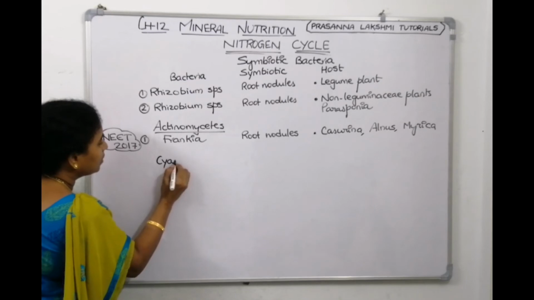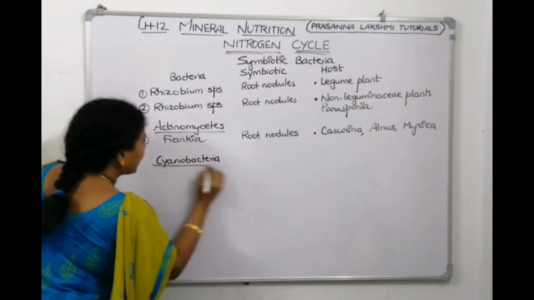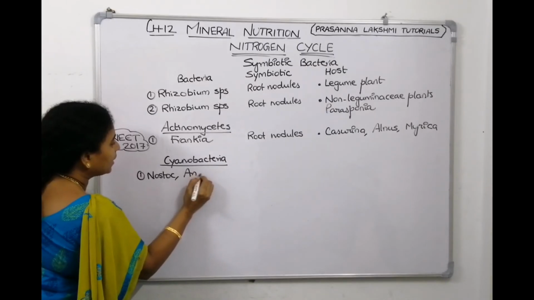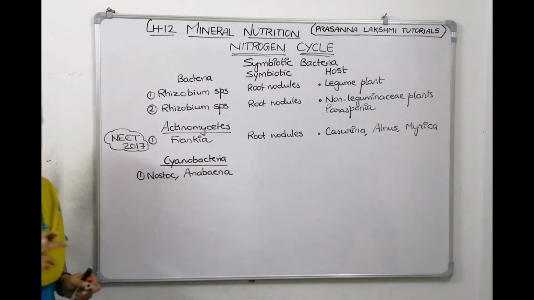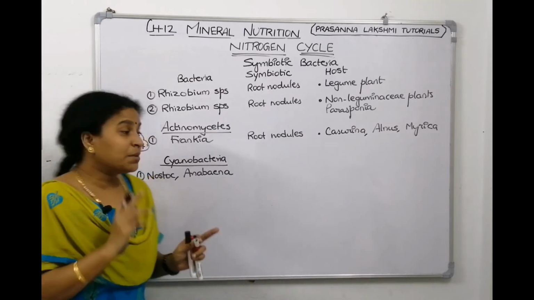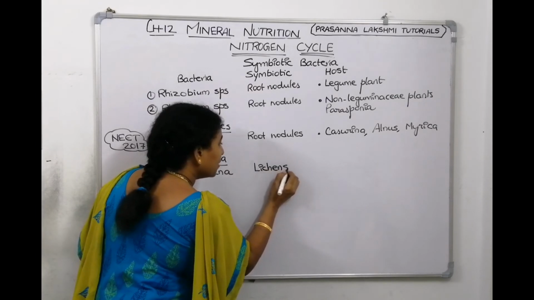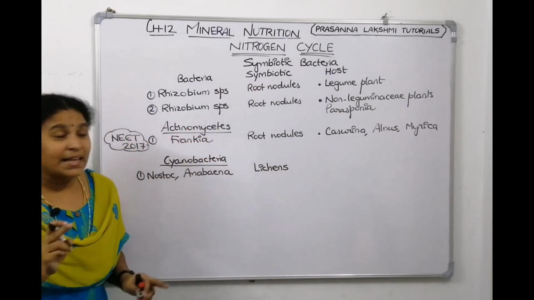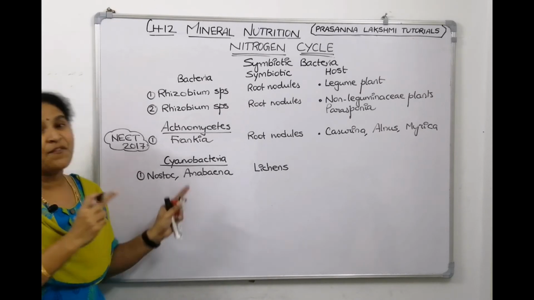Let me write down Cyanobacteria. Under Cyanobacteria, Nostoc and Anabaena together. The symbiotic association is called lichen. The symbiotic association, what's it called? It's called lichen. Lichen means symbiotic associations of algae with fungi.